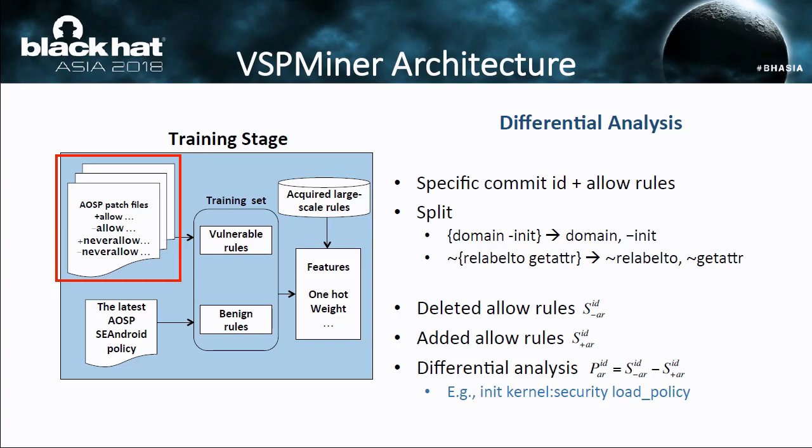So after this, for each commit ID, we can get a set of rules, such as deleted allow rules, which we define as S-minus AR ID, and also we can get the added allow rules. So the differential analysis is performed this way. We will use the deleted allow rules minus the added allow rules. As a result, we can see that init kernel security node policies will appear in the final differential result for a specific commit ID.